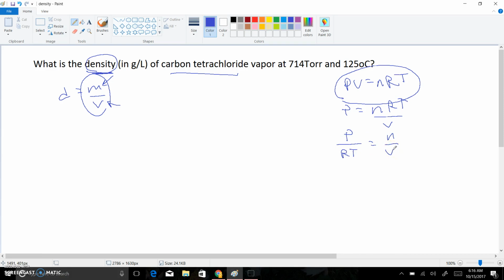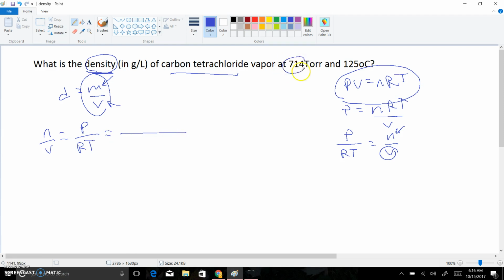Now n over V is a lot closer to density. I've got V in the bottom, which is good, and my n is moles. And I know that if I have moles, I can always go into grams. So this is kind of the place I want to be right now. I'm going to solve for, in the end, n over V equals P over RT. This is what I'm going to solve for next.